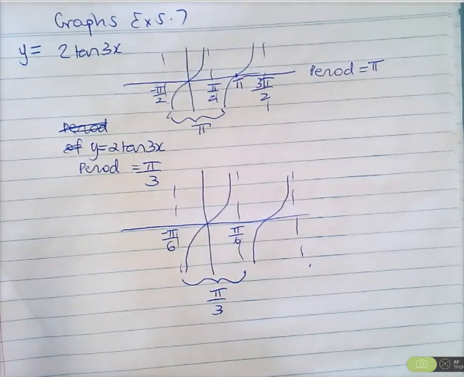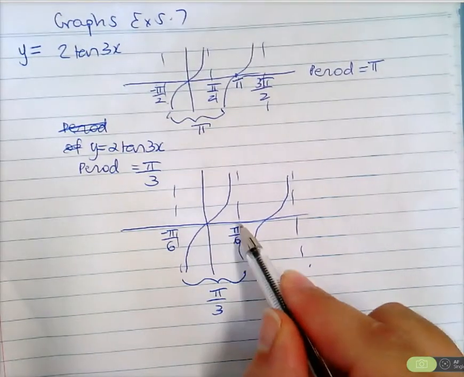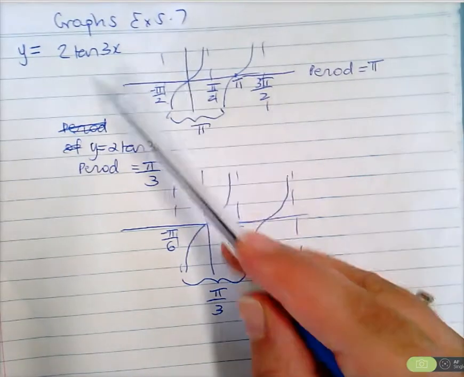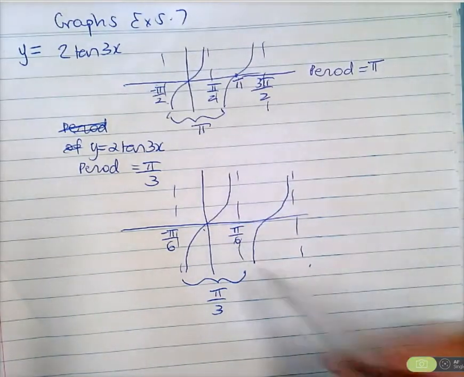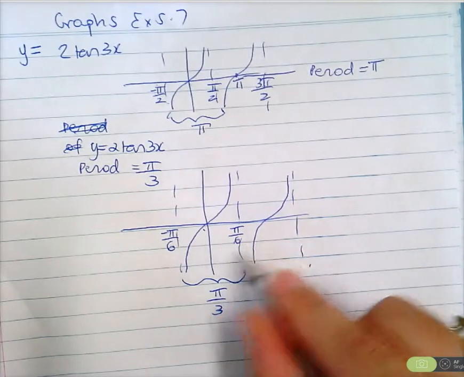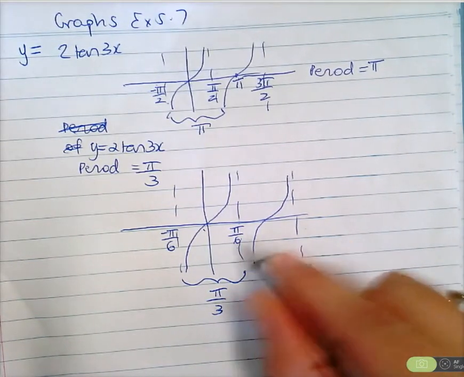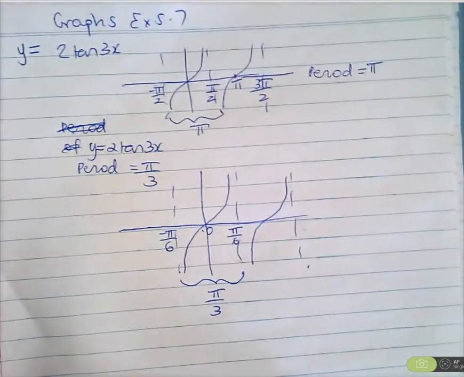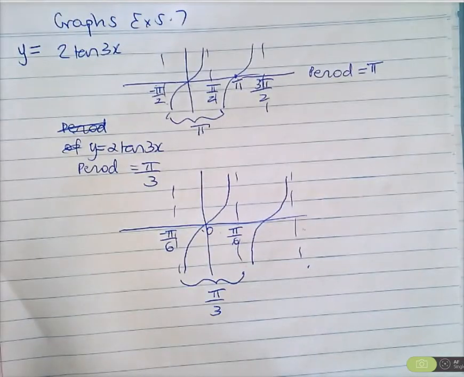What's a half of pi on 3? It's pi on 6. So go to pi on 6 there and pi on 6 there, because you know that tan of 0 is still going to be 0. So there, so what would this be? Yeah, let's not worry about the 2 yet. We'll fix that in a minute by just putting a number somewhere.